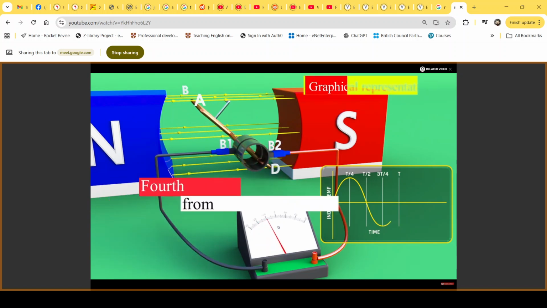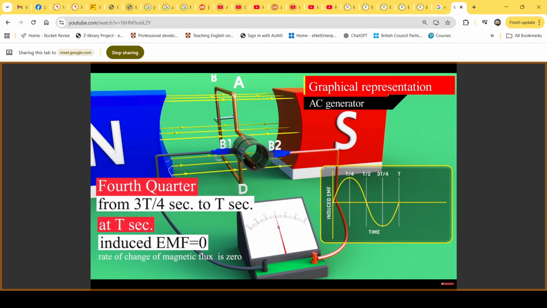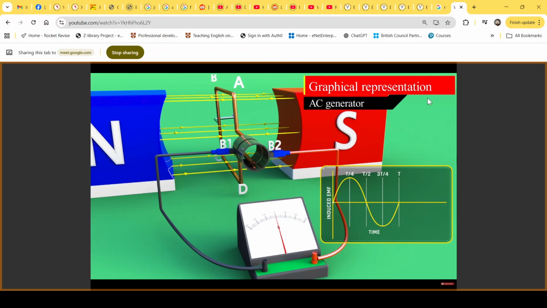Finally, during the last quarter of rotation, from 3t over 4 seconds to t seconds, part of armature AB goes up, part CD moves down. In this period, induced EMF decreases from its maximum negative value to 0. In time t seconds, the armature is in a vertical position. Again, the armature is moving parallel with the magnetic field. The rate of change of magnetic flux is 0, therefore induced EMF is 0.